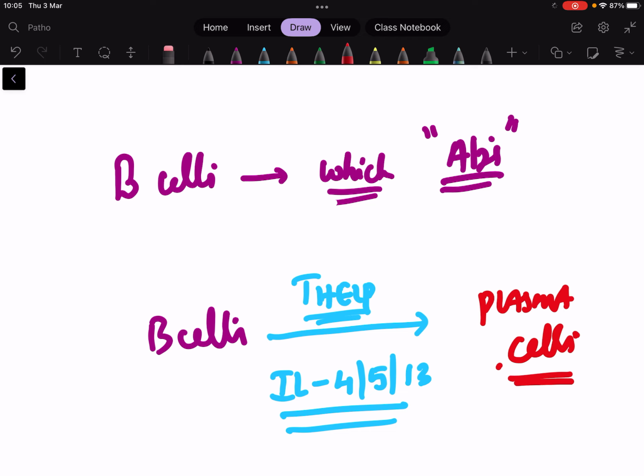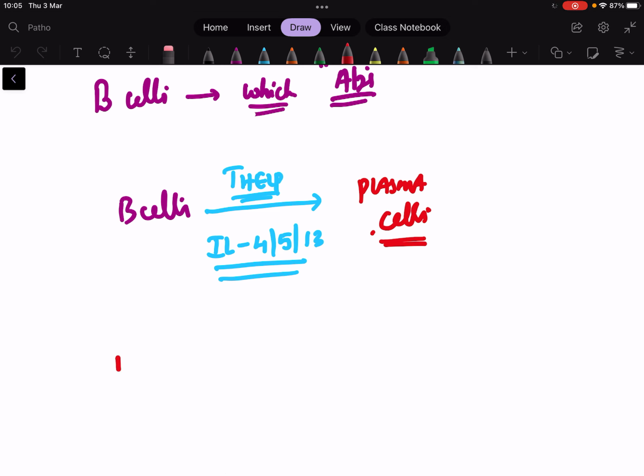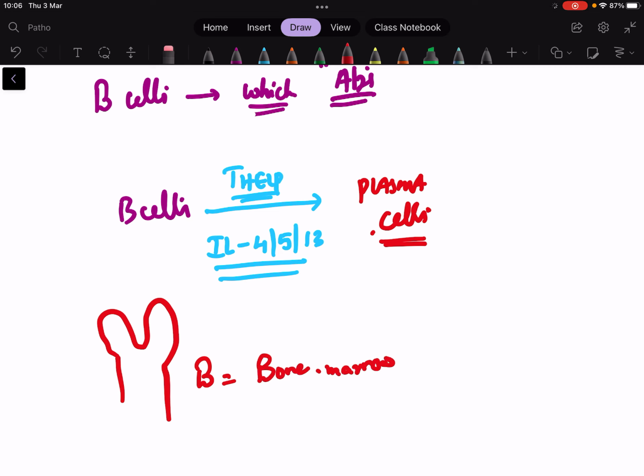B cells are produced in your bone marrow, and not only that, they are also matured. Maturation occurs in the bone marrow, hence they are called B cells.